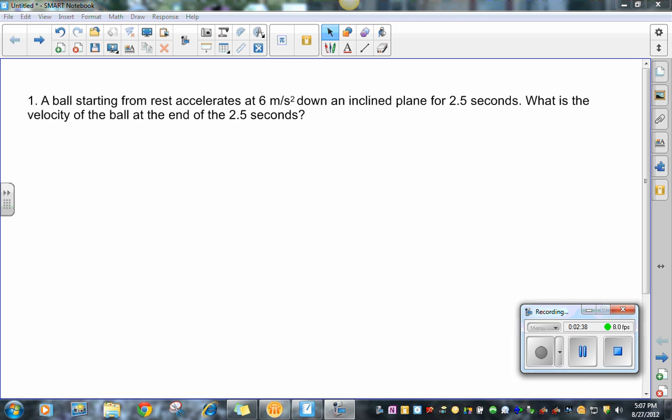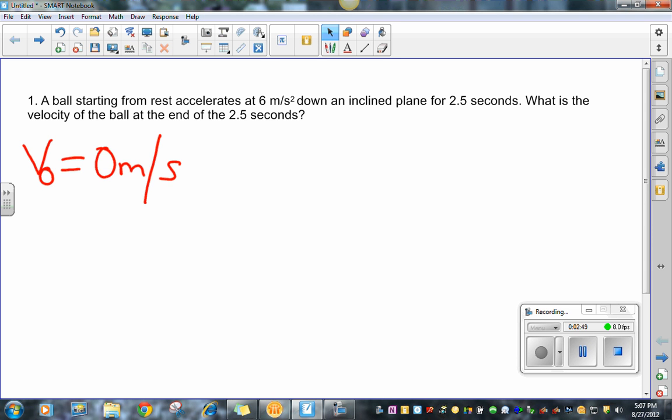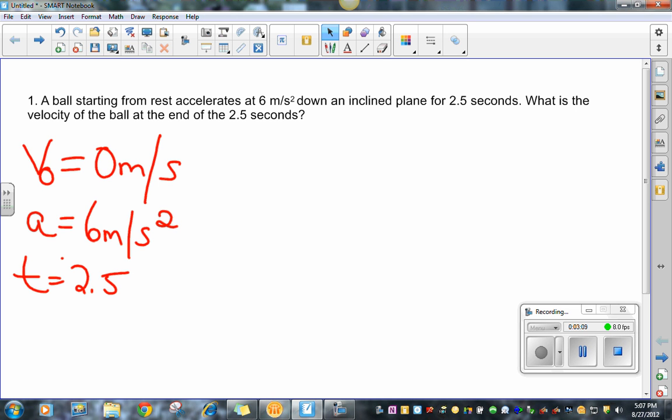What happens at rest? Well, we've got an initial velocity, v naught, so it's going to be at rest. So our v naught is going to be 0 meters per second. And it accelerates at 6 meters per second squared. So our a value is 6 meters per second squared. And then it travels for a time of 2.5 seconds. Okay? And I want to know, what is the velocity of the ball at the end of it? So what is its final velocity? What is v? Okay? At the end.